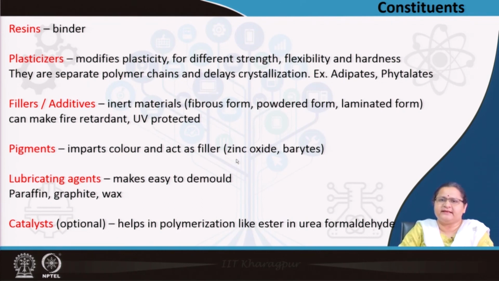Now, the lubricating agents are the paraffins, graphites and the wax, which help in demolding. That means it makes it slippery, lubricant, so that it comes out very easily from the mold. And the catalysts may be optional, which help in polymerization, like esters used for urea formaldehyde. So, catalysts may be used, may not be used, but these are the constituents forming the plastics.